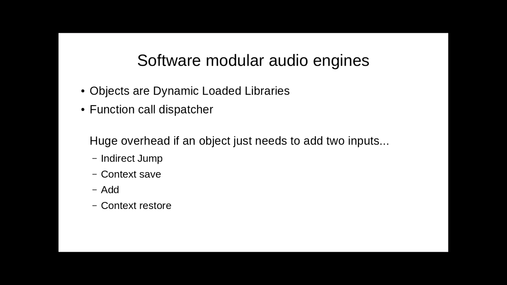Both environments depend on objects that are loaded as dynamically loaded libraries. So at runtime, it needs to dispatch function calls from two DLLs, which implies a huge overhead if an object just needs to add two inputs together. The processor needs to make an indirect jump, save the context, add, and then restore the context, while this probably could have been one instruction in optimal code.